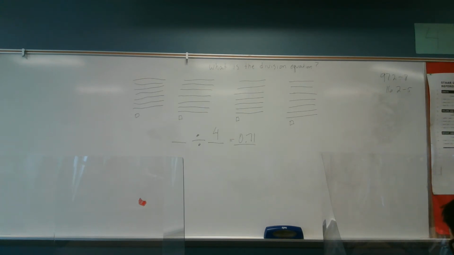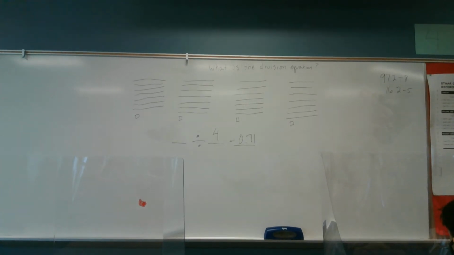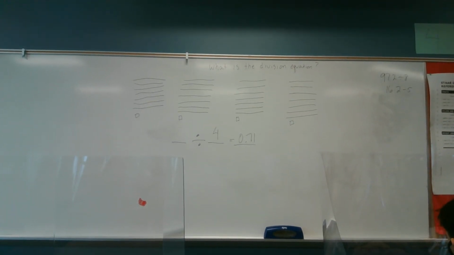So now my dividend, what is being divided, is the total number that is there. What I saw on work is people put 71/100 divided by 4. But your total, what is being divided, is what needs to be your dividend.